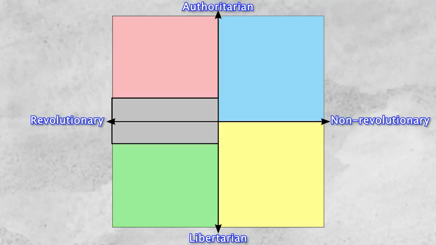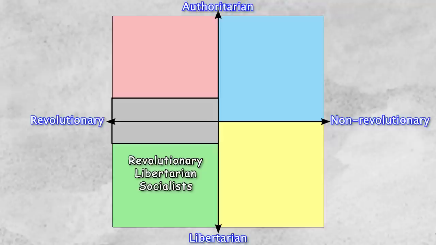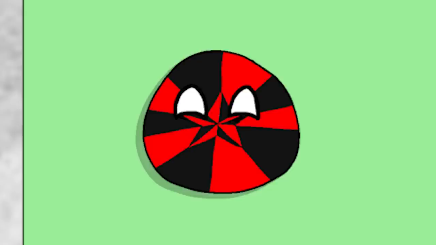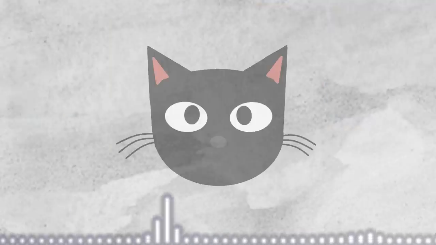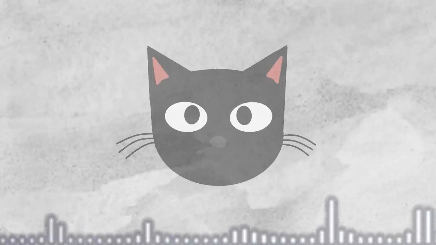Revolutionary Libertarian Socialists. The bottom left quadrant is the quadrant of Revolutionary Libertarian Socialists, represented by this wee little comrade. Say hello! Don't call me Anarchity, but you can call me Anarchity, because that's adorable. Calling yourself a cat? So fucking weird. Anyways, they believe socialism must be created by revolution.